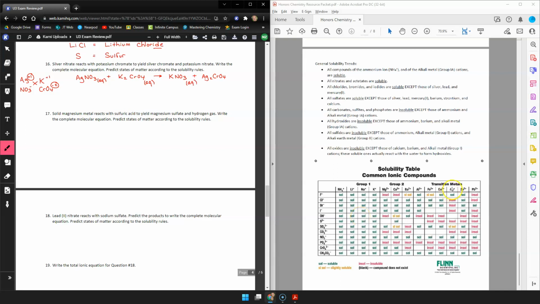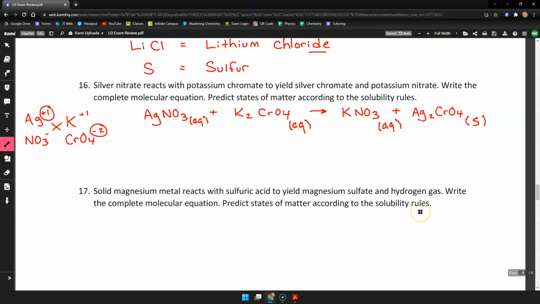And then we have silver, which is Ag, and then chromate, CrO4. Okay, so this one says insoluble. If it's insoluble, it's going to be solid. All right, so those are the states. The only other thing we have to do here is make sure that it's balanced. Okay, so let's go ahead and balance.